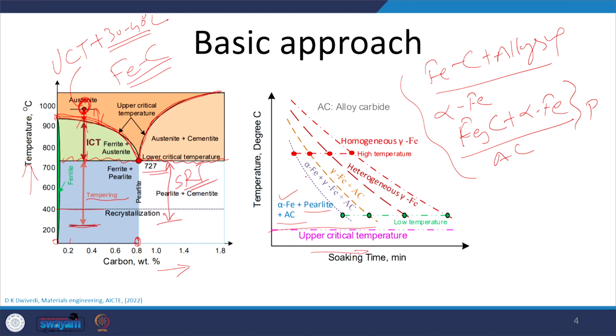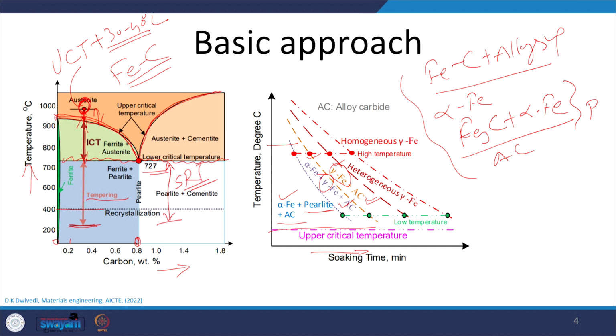Okay. If we take a high temperature, then these phases start getting dissolved earlier. Initially there is alpha iron, pearlite and alloy carbide. So this pearlite will be transforming into the austenite, alloy carbides will be there and alpha iron will be there. Thereafter, on further continuous heating, that is, for a longer soaking time, the alpha iron will also be transforming into the austenite, and then we will be left with the alloy carbides.